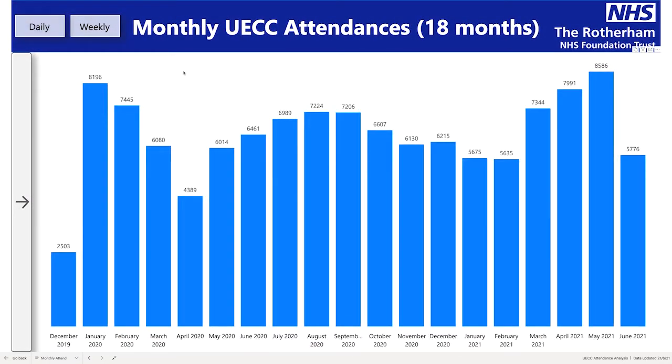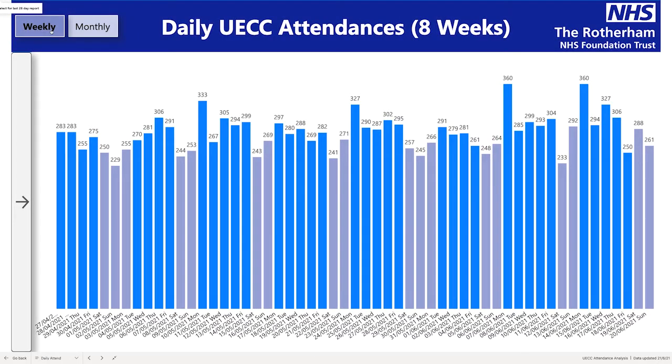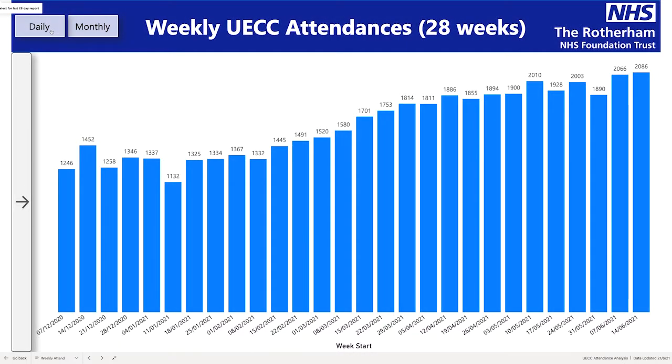So you have daily information, 28 days, weekly information by 28 weeks, and monthly information by the last 18 months.